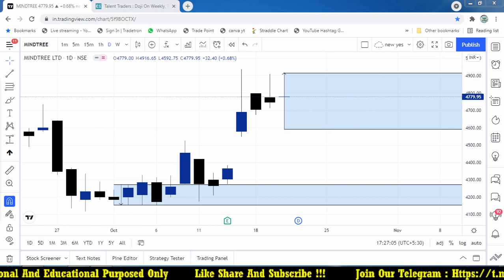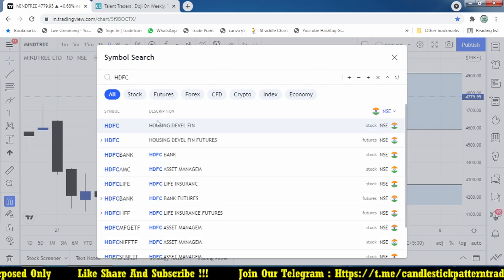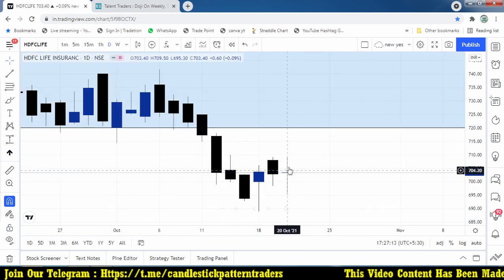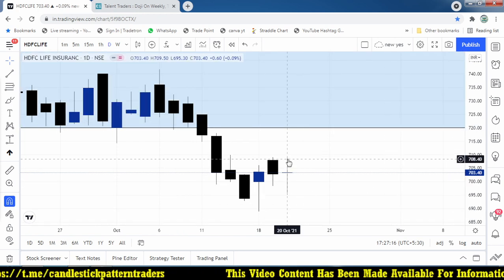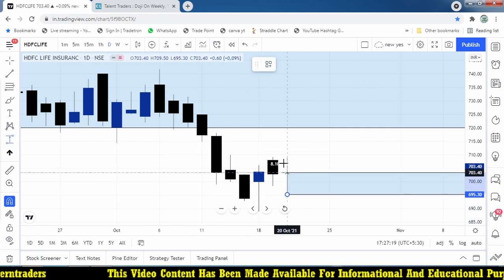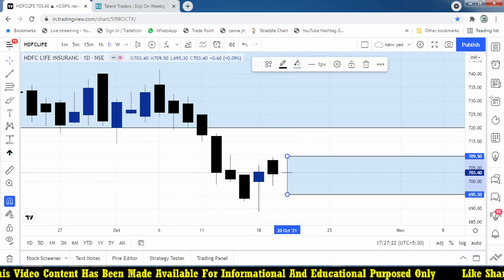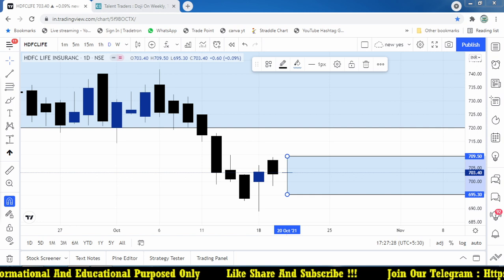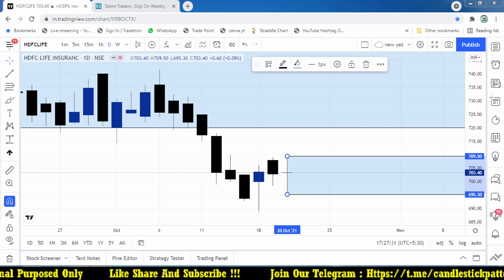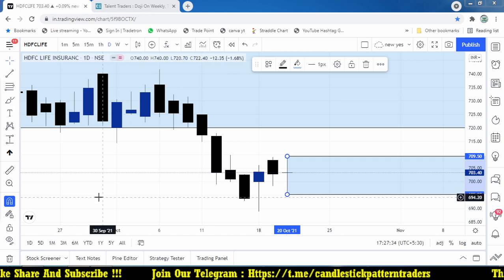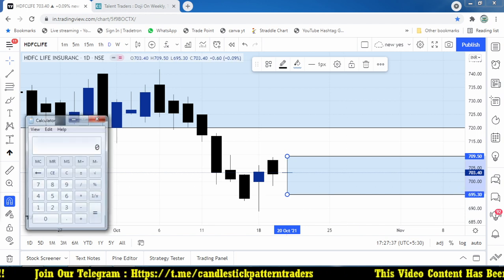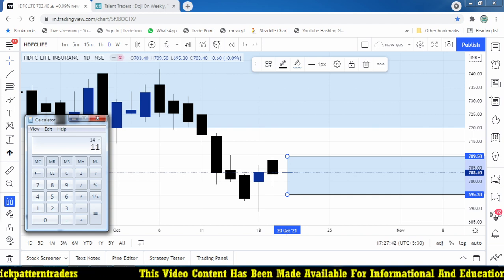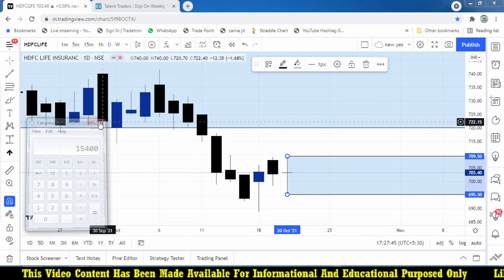The second stock which forms is HDFC Life Insurance. Yeah, this also forms a DOJI. That is also nearby the highest level. This also forms at the highest level. So here the risk is almost 14 rupees. If you are focusing on a trade in HDFC Life, the lot size is around 1100. So if you are taking a trade in HDFC, you are ready to lose somewhere around 709 minus 695. It is around 14 rupees times 1100. So you get 15,400 as the risk for the trade.